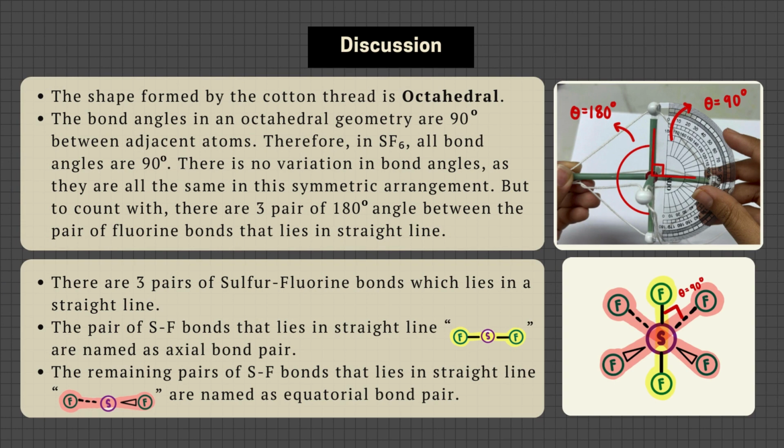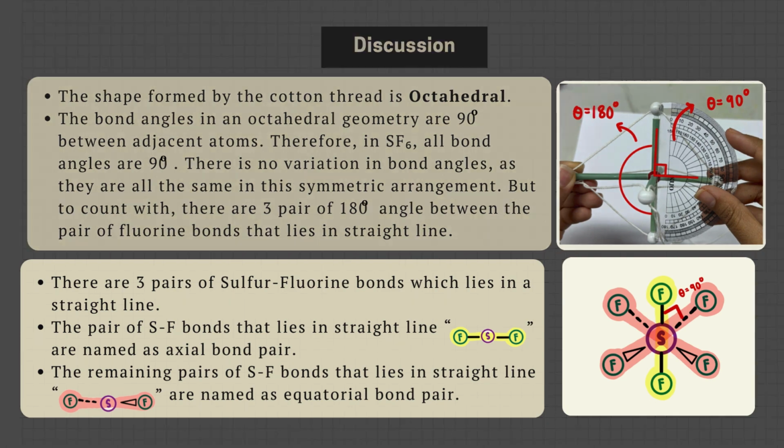The bond angles in octahedral geometry are 90 degrees. In SF6, all bond angles are 90 degrees. There is no variation in the bond angles, as they are the same in this symmetrical arrangement. And there are three pairs of 180-degree angles between the sulfur-fluorine bonds that lie in a straight line. The pairs of SF bonds that lie in a straight line you can see on the slide. They are named axial bond pairs, and the remaining SF bonds we can name equatorial bond pairs.